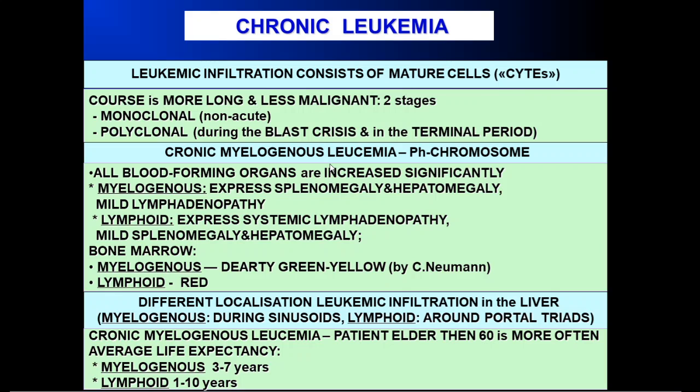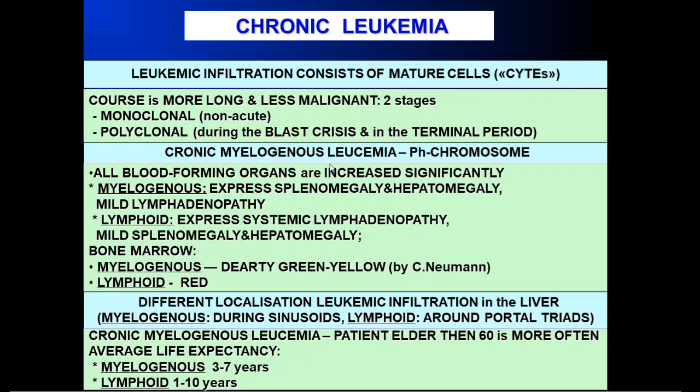Move on. Different localization of leukemic lymph infiltrations in the liver. Myeloid is along sinusoids, and lymphoid is around portal triads. Right now we will see this on the example. And the last difference.